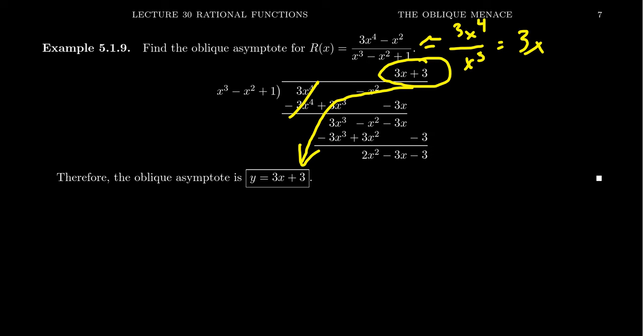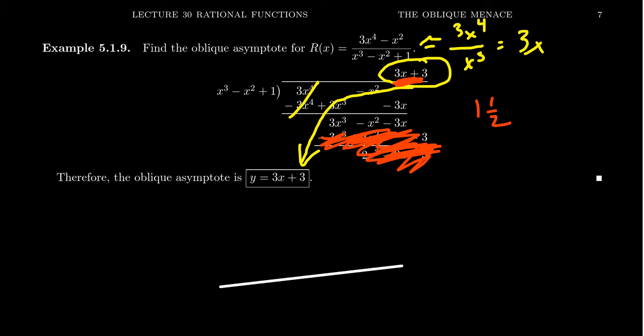So you have my permission when you're looking for oblique asymptotes to stop. Stop. When you find the oblique asymptote here, when you find the quotient, 3x plus 3. So when it comes to finding oblique asymptotes, you only have to do this process 1.5 times. The first step gives you the slope of the oblique asymptote, and then the second half step is going to give you the constant.